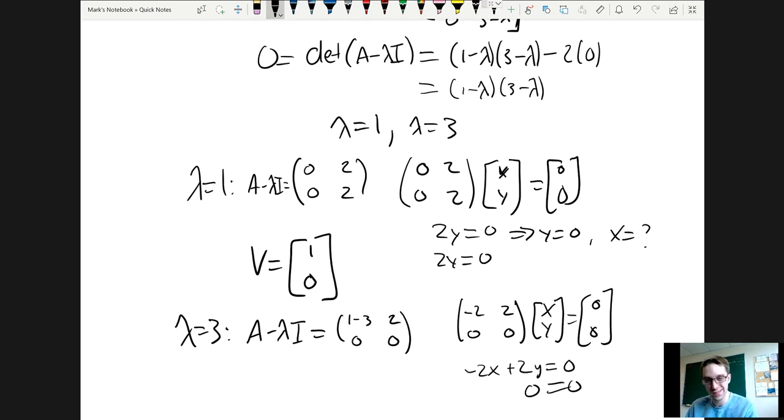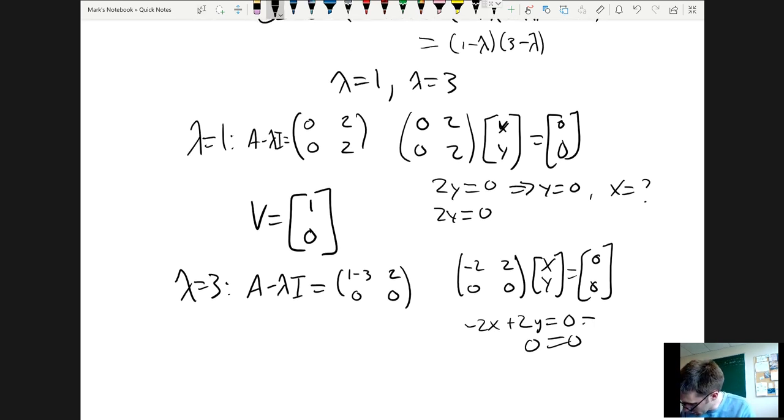And again, you'll notice we really didn't get two useful equations. We only got one. And that first equation can be rewritten as just x equals y. And so we are free to choose x. And once x is determined, y will be the same thing. So one example of the eigenvector would be [1, 1]. All right, so there's our eigenvalues and our eigenvectors.